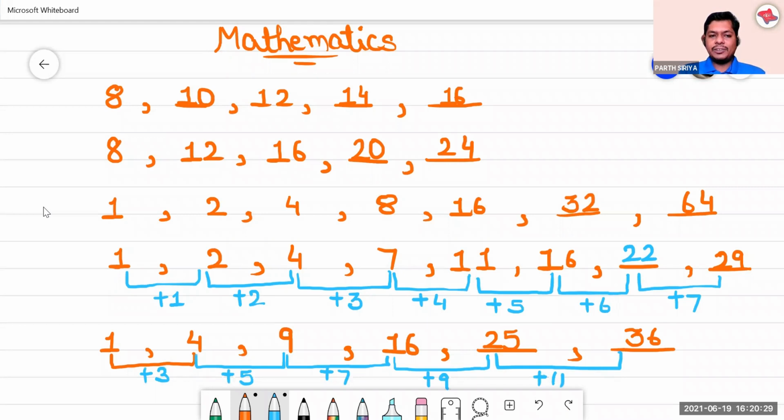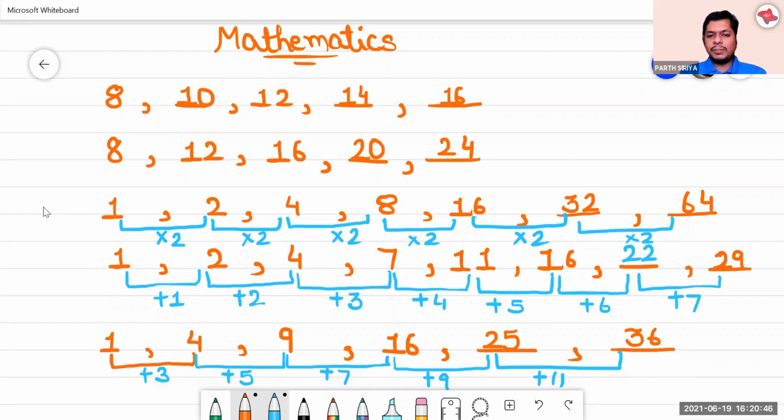Then in this, the pattern was you multiplied by 2. 1 into 2, then 2 into 2, then 4 into 2, then 8 into 2, then 16 into 2, and then 32 into 2. So this was another pattern. In this question, you had just added plus 4, plus 4, plus 4, and plus 4, correct? And if you look at the first question, in this you added plus 2.